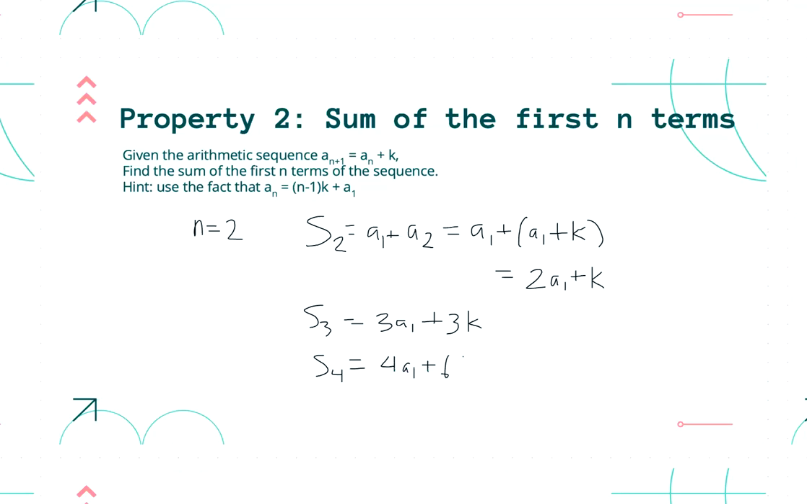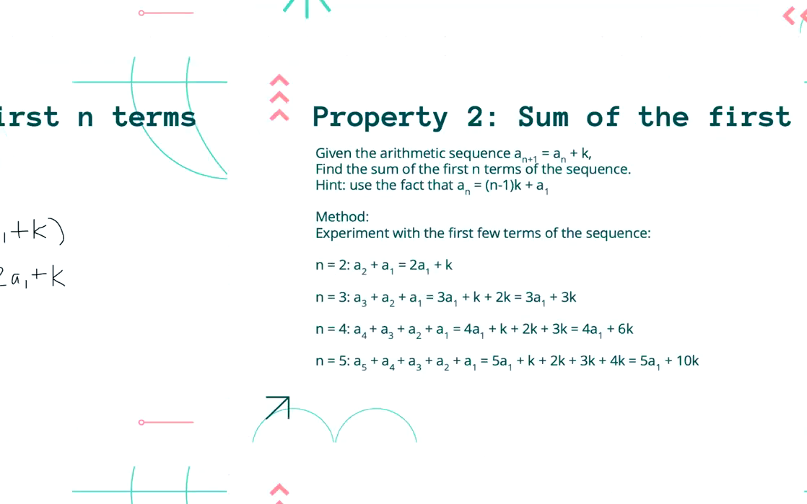And then S5 equals 5A1 plus 10K, I'm pretty sure. Okay, so now we see some pattern going on because when we add up the terms and define them recursively, we can write all of the sums in terms of just A1 and the common difference K. So there we have that.